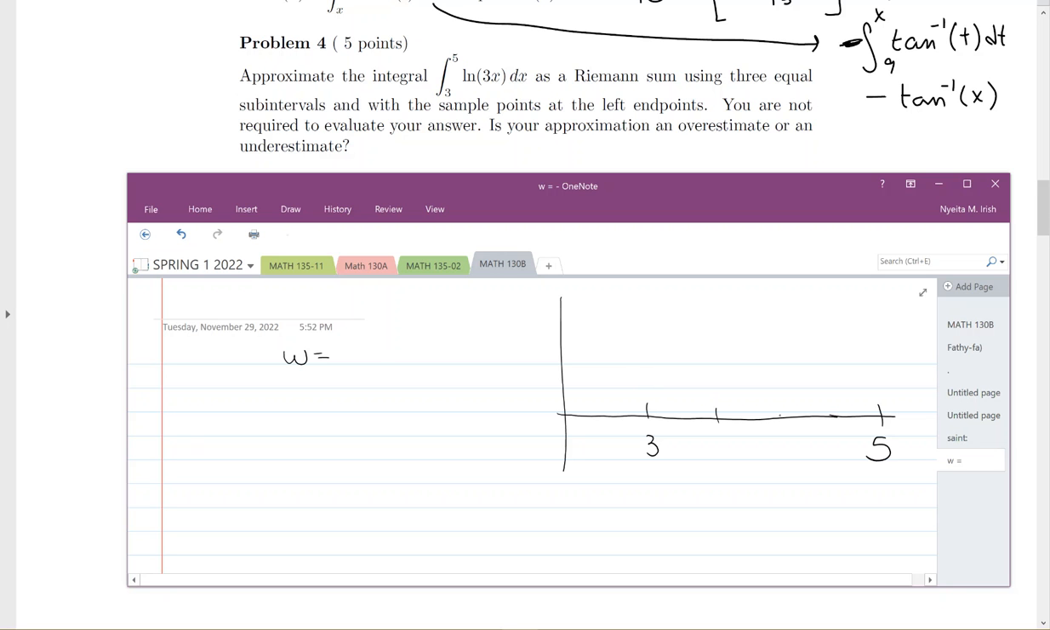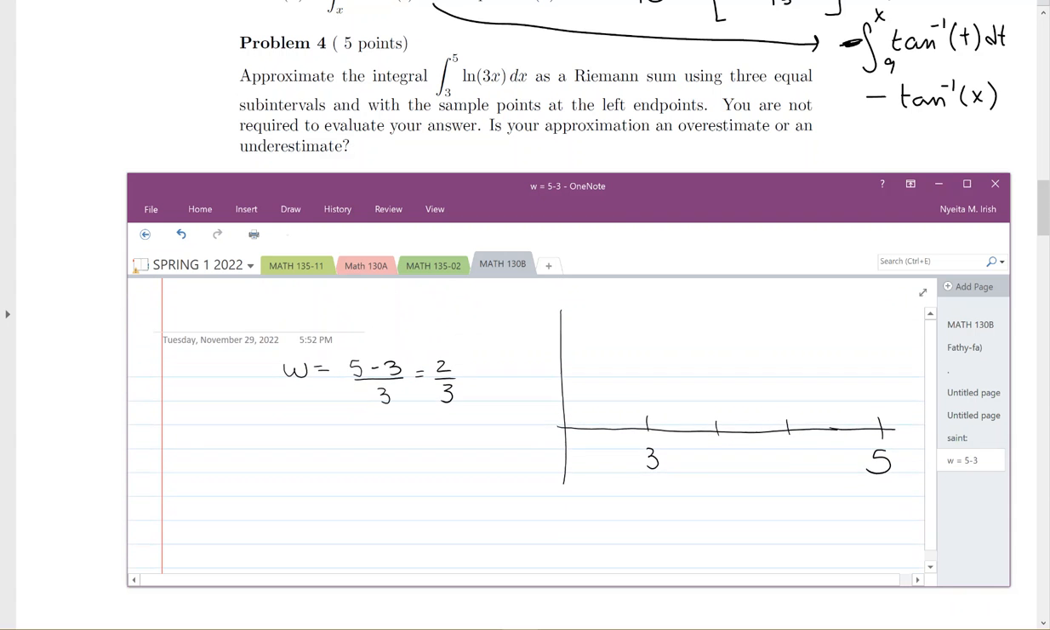So 1, 2, well, that's kind of equal. All right. So you subtract these numbers and then divide by 3. So the width is 5 minus 3 divided by 3, or the width is going to be 2/3.